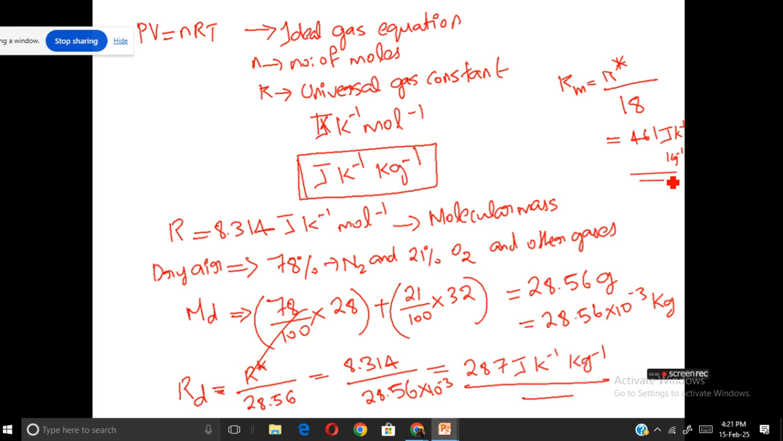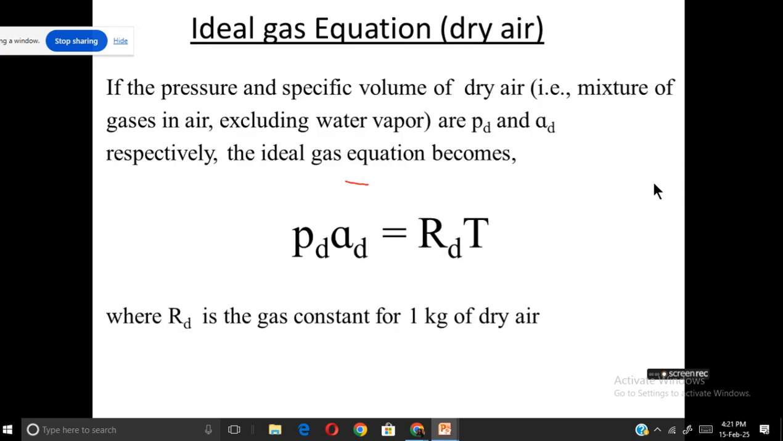In atmospheric science, we generally use the specific gas constant instead of the universal gas constant. We have already discussed this. I just wanted to remind you of these things. So we have to make sure what type of air we are considering. In dry air, we are considering a mixture of gases in air excluding water vapor. All other gases we are considering, but the air parcel doesn't have water vapor in it.